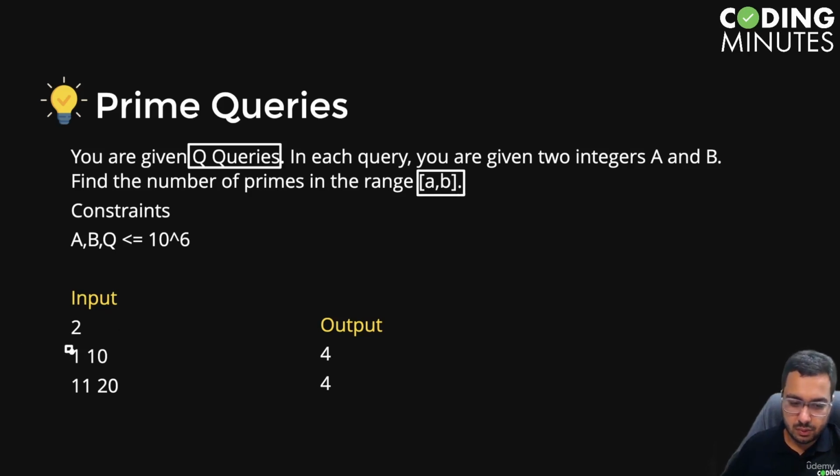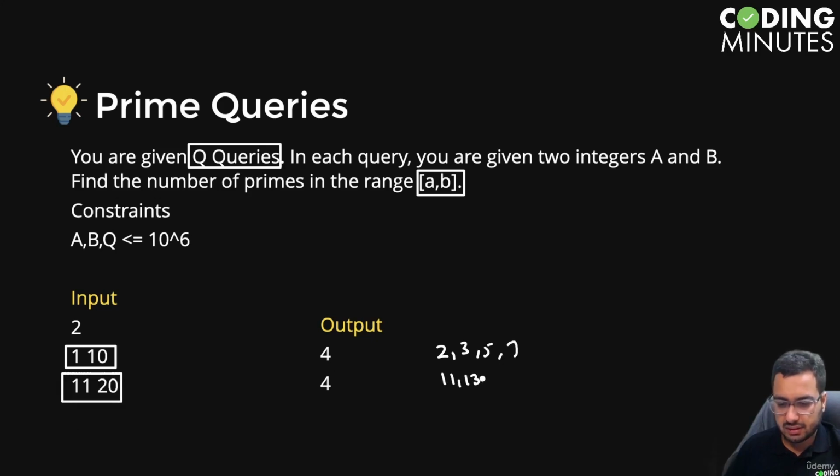For example, if the range is 1 to 10, the number of primes is 4. The primes are nothing but 2, 3, 5 and 7. Between 11 and 20, again it's a range, the number of primes is 4. That is 11, 13, 17 and 19. We have 4 primes in this range. Now these ranges may be overlapping, so maybe you have another query between, let's say, 5 and 30. So we can see some part is getting overlapped with this query.